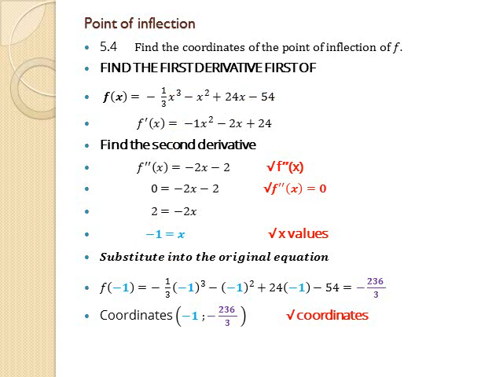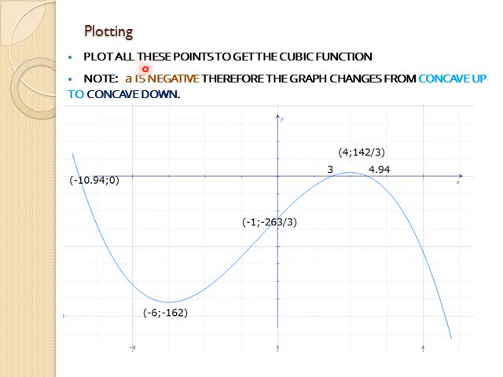Right, now let's plot the function. So note a is negative, therefore the graph goes from concave up to concave down. When a was positive, it went from concave down to concave up. Right, so there's my first x-intercept, minus 10.94 and 0. 3 and 0 and 4.94 and 0. Turning points minus 6 and minus 162, 4 and 142 over 3.